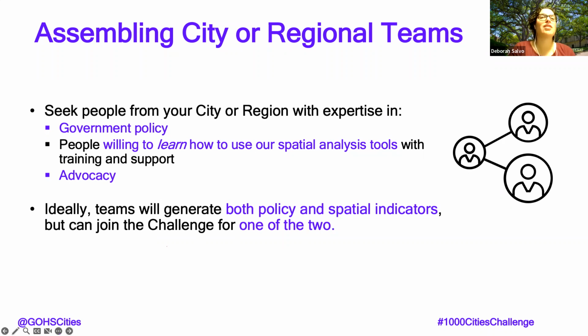We are importantly also looking for people in the advocacy sector, people that can really connect us and help us use the data generated by these indicators, the reports and the scorecards, to turn it into action at the local level. Ideally, obviously, we want teams to generate both policy and spatial indicators, but we do want to emphasize that it is possible to initially join the challenge and only calculate one of the two types of indicators if you think that that's where the capacity is currently with your team.